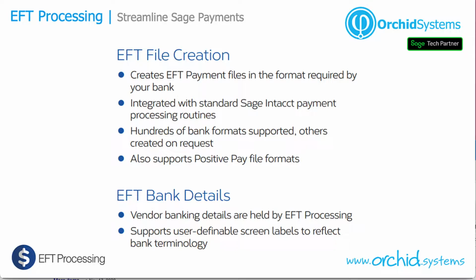EFT processing creates EFT payment files in the format required by your bank. It integrates with standard Sage Intacct payment processing routines, has hundreds, over 800 in fact, bank formats supported, and others can be created on request, and supports positive pay file formats as well. Vendor banking details are held by EFT processing, and it supports user-definable screen labels to reflect the terminology used by each bank.